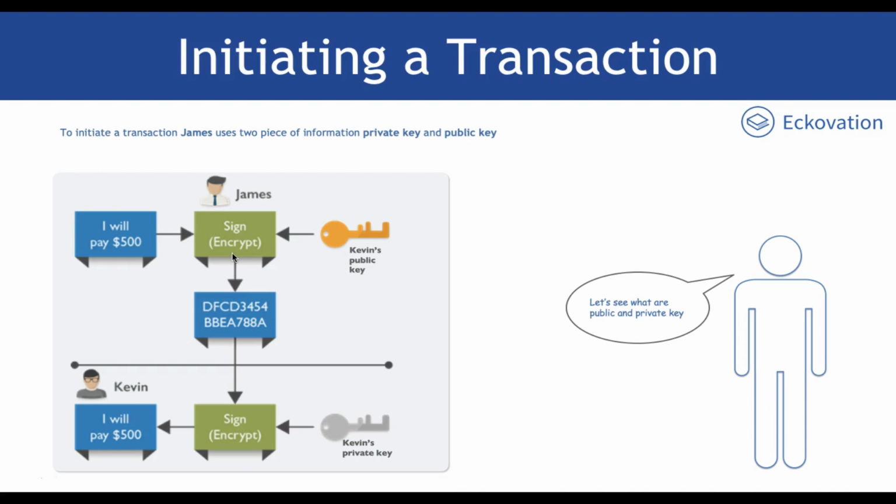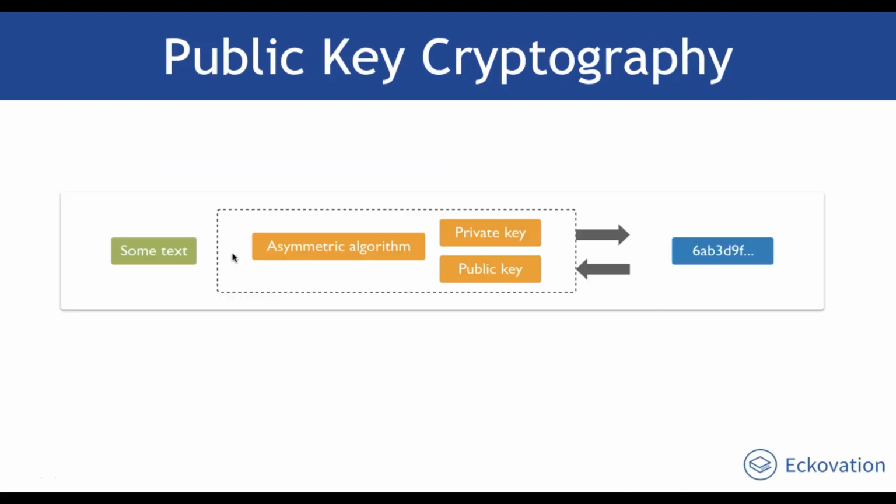Obviously, we are not going to use names like James and Kevin. In a blockchain network, you are given a pseudonymous identity which is called an address. An address is an alphanumeric, or I would say hexadecimal, number. This is a diagram to understand public key cryptography. As you can see in asymmetric cryptography, we are using public and private keys to decrypt and encrypt the data. You can use this vice versa as well.